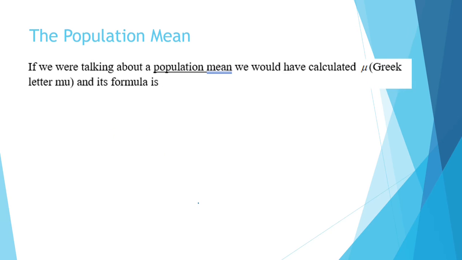To calculate the population mean, we use the Greek symbol mu. And the formula is exactly the same. We have to take the summation of the x values and divide by the population size. Now we use a big N for the denominator because big N represents the population size. So the formula for both population mean and sample mean is essentially the same, except we use mu for the population and x bar for the sample.